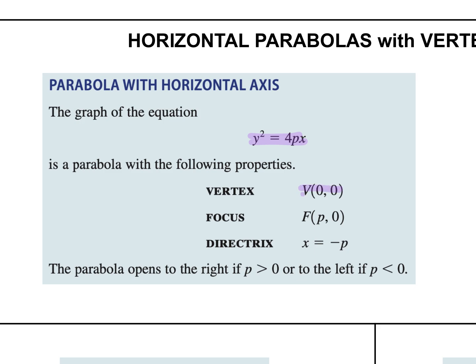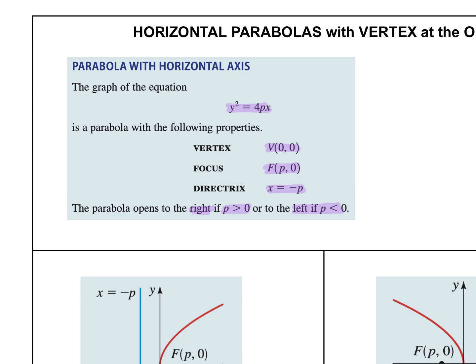The vertex is still located at (0, 0), but this time the focus is going to be changing. It's going to be (p, 0). It means that the focus is going to be lying on the x-axis, and the directrix is also on the x-axis, which is going to be the value of negative p, which is our negative focus. Now the parabola is going to be opening right if p is greater than 0, and it's going to be opening left if p is less than 0.